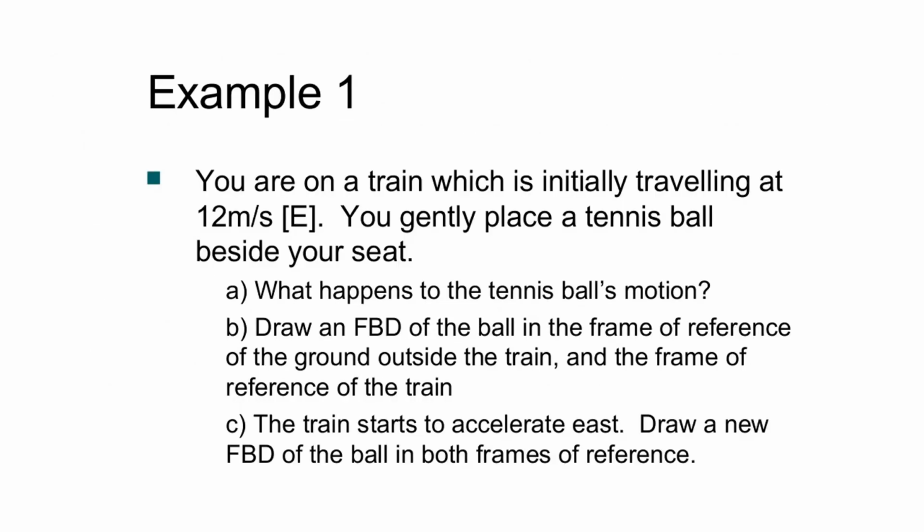Now, to understand the non-inertial frame of reference, we take an example. Here is example number 1. You are on a train which is initially traveling at 12 meters per second in the east direction. You gently place a tennis ball beside your seat. Part A: find what happens to the tennis ball's motion. Part B: draw a free body diagram, FBD, of the ball in the frame of reference of the ground outside the train and the frame of reference of the train. Part C: the train starts to accelerate east. Draw a new FBD of the ball in both frames of reference.